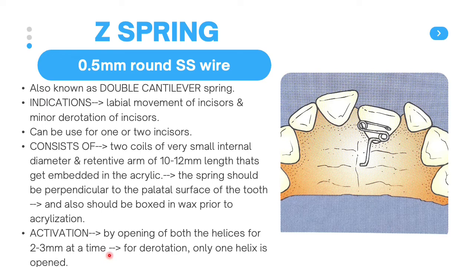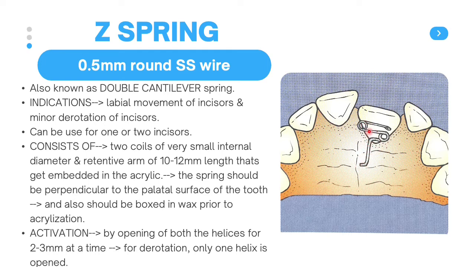Z-spring is made up from 0.5 mm round stainless steel wire. It's also known as double cantilever spring because it has a double coil, or helix, here. Indication is for the labial movement of incisors and minor derotation of incisors. It can be used for 1 or 2 incisors. It consists of 2 coils of very small internal diameter, and a retentive arm of 10 to 12 mm length that gets embedded in the acrylic.